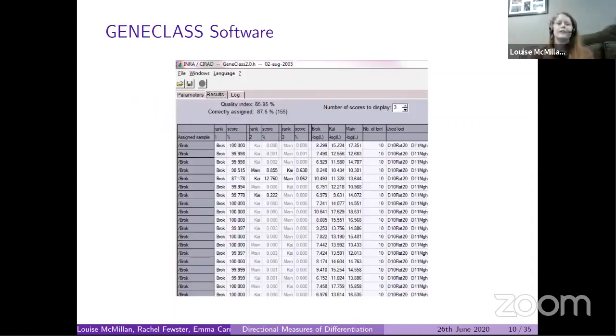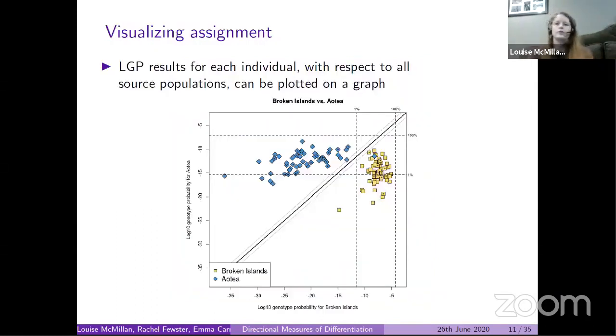So this is all well-established methodology implemented in a software called GeneClass. And this is the output of GeneClass. You get a lovely table full of lots and lots of data, but it's kind of difficult to see what the overall picture is from this. So the first chunk of my PhD was working out how we can produce some pretty plots.